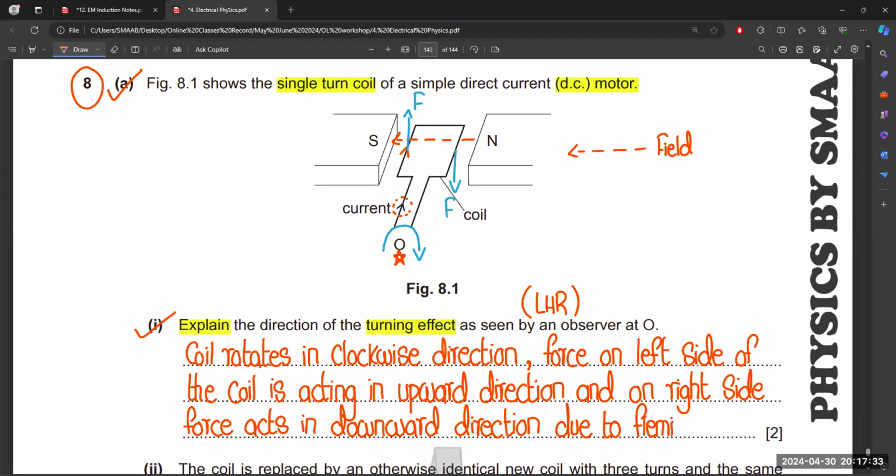Sir, if it would be AC, would it be counterclockwise? If it is AC, it will rotate in both directions, half of the cycle clockwise, half of the cycle anticlockwise, because in AC we have to rotate by ourselves. So it depends upon you in which direction you are going to rotate, right? They will ask questions about AC also. We will get those questions also because this is linked with DC.